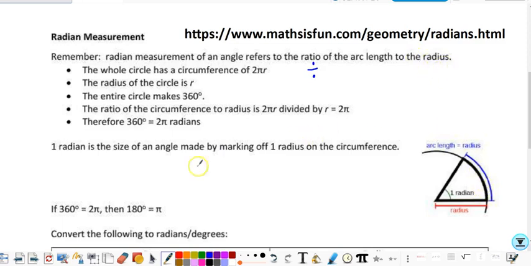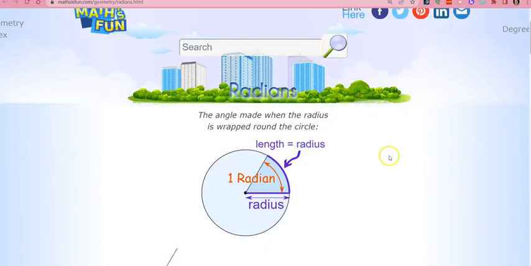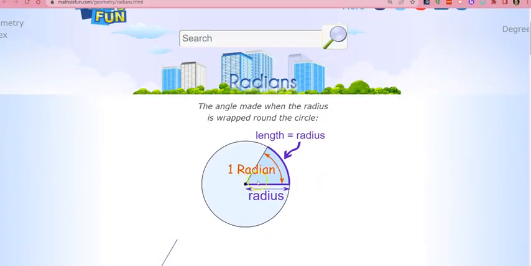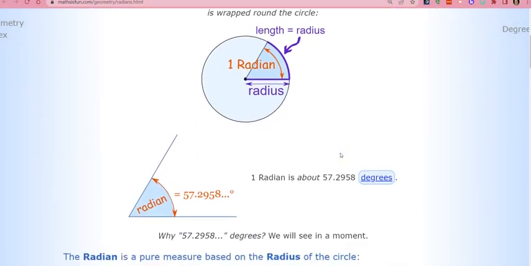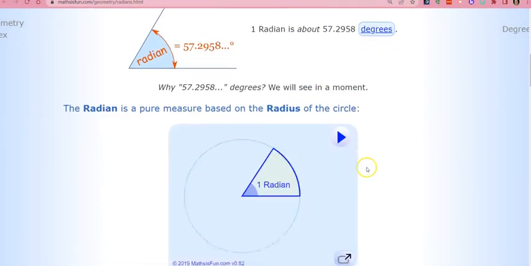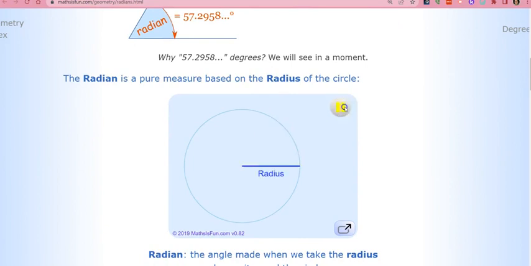So I have a visual for you here. The unit of 1 radian is when I take the radius and I lay that around the circumference of the circle. So here's an animation. So that's 1 radian.